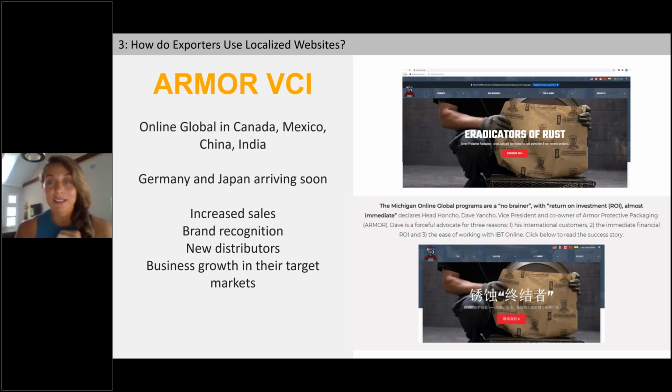So it just came to show Armor the importance of having a localized website so that they were actually found in the market, not only in Canada, but their other target markets as well, and so that they can be easier to do business with. So that was our main objective in those markets for Armor.